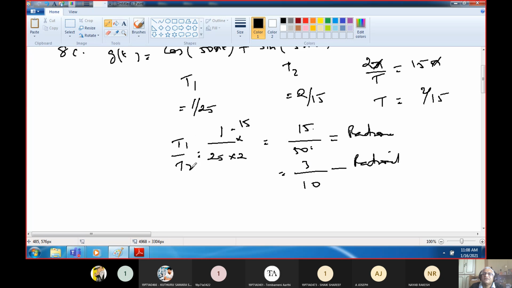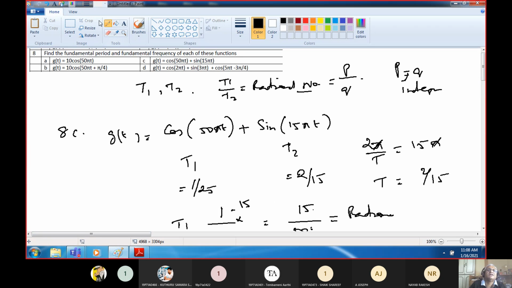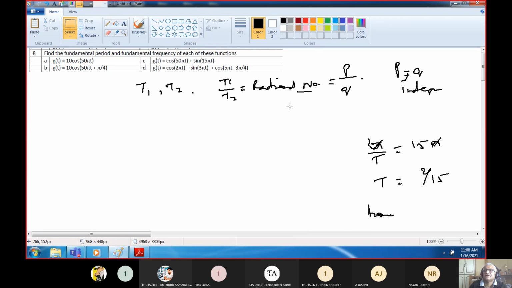So once you know that T1 by T2 is a rational number, then all you have to do is find the resultant time period, which is equal to the LCM of T1 and T2. Just do this arithmetic and get the answer. Okay. I will give you more problems. First, I'll solve the next one, D, also, and then I will give you some more problems. So then 8D.